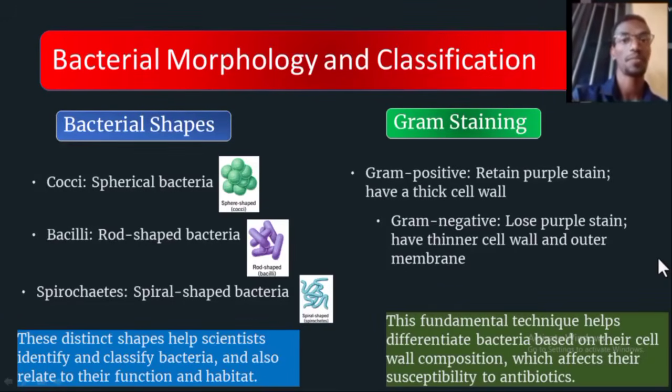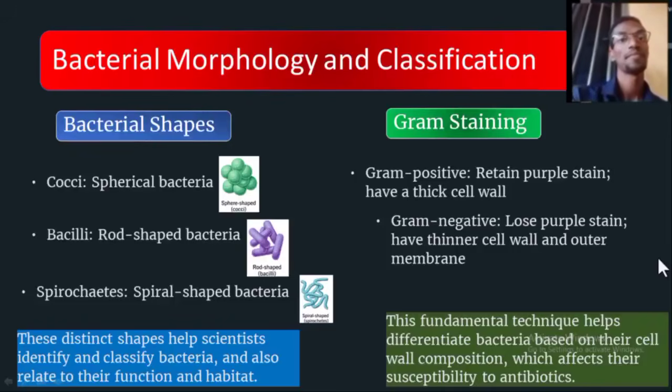Bacteria have different shapes. Some have a spherical shape, or round in shape, and they are known as cocci if there are many. The plural form is cocci. And if we are talking about a single round-shaped bacterium, we can say coccus.